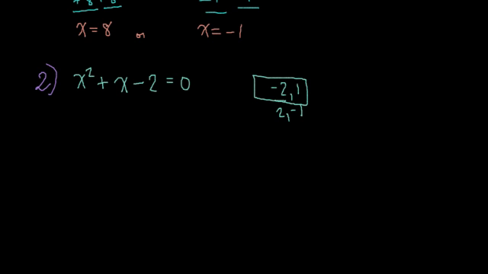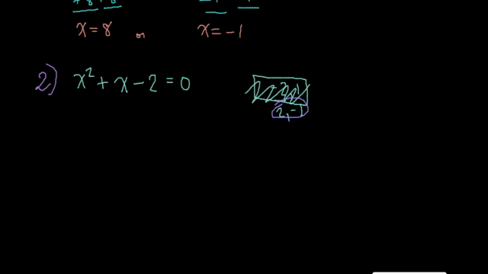Negative 2 times 1 is equal to negative 2. Negative 2 plus 1 equals negative 1, and this should be plus 1. Now let's see. 2 times negative 1 is equal to negative 2, and 2 minus 1 is equal to 1. And we have 1 right here.